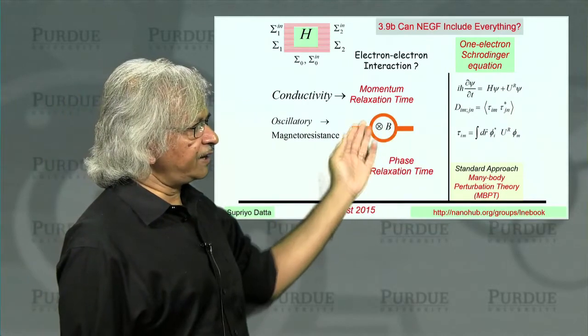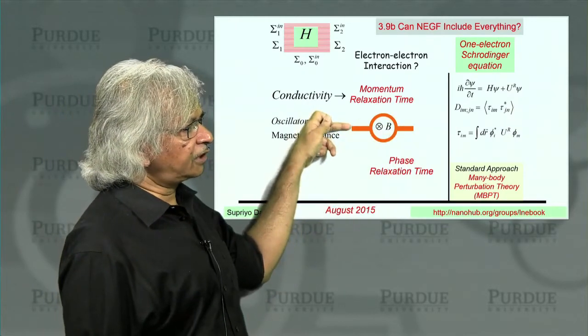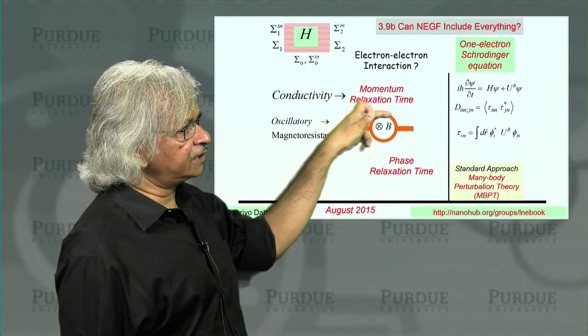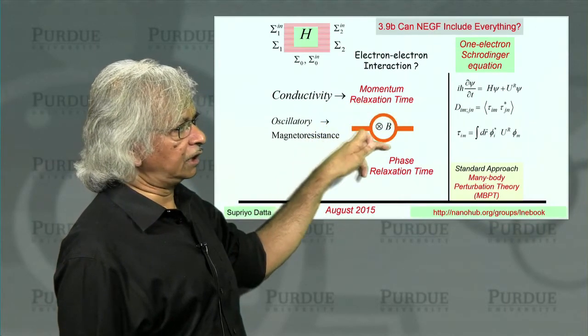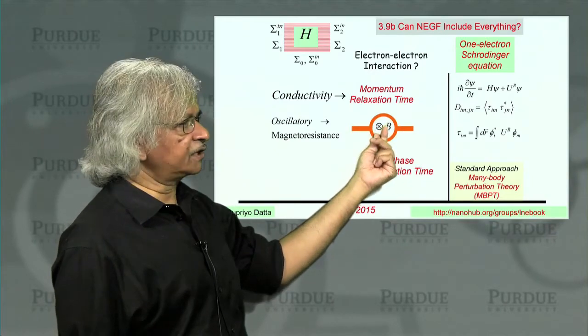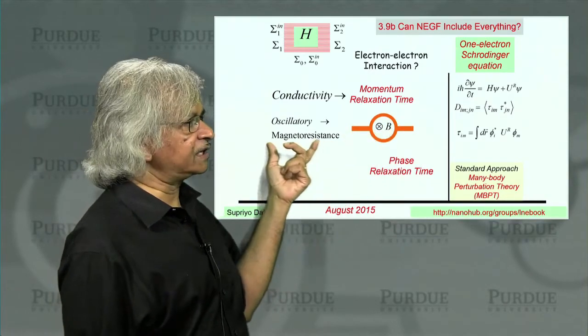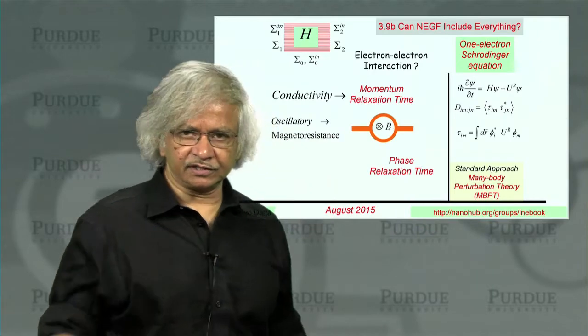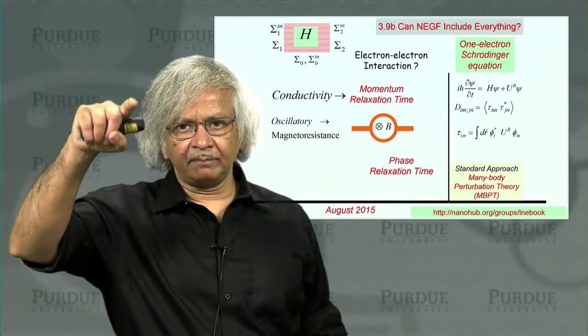So you have this ring, and when an electron comes in from here, it can either go through the upper arm or the lower arm. And you measure this resistance as a function of magnetic field, and what you find is an oscillatory magnetoresistance, that the resistance goes up and down.